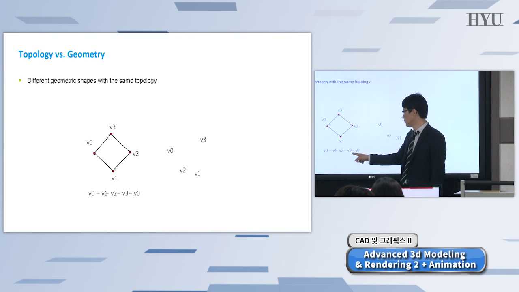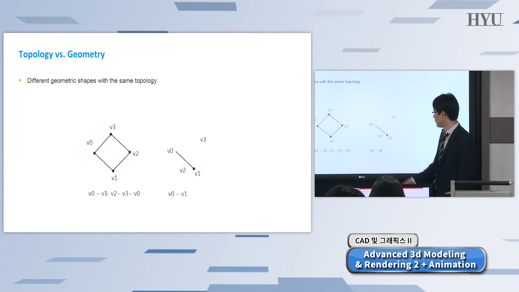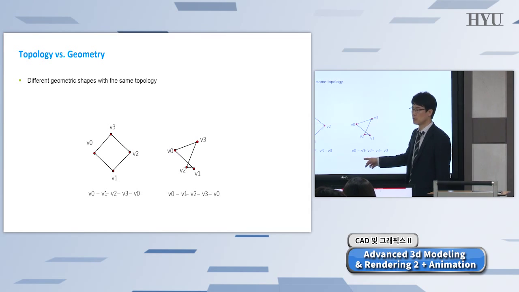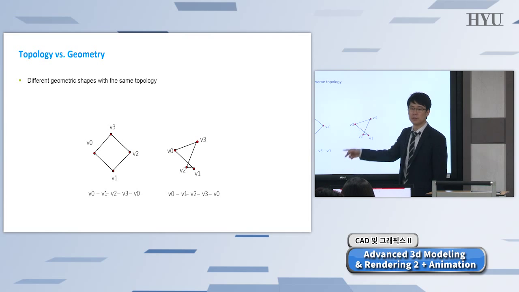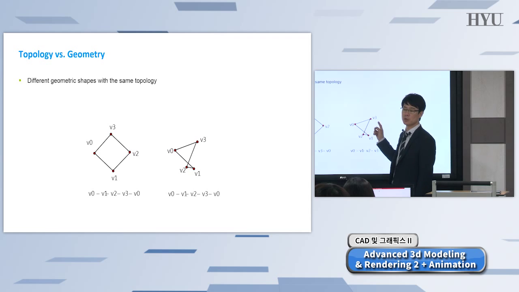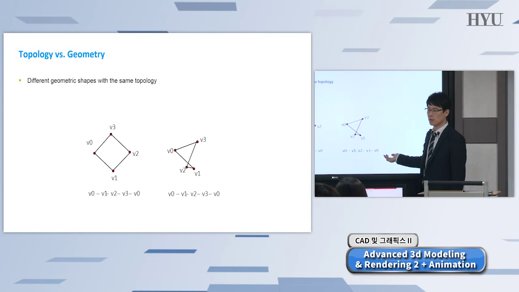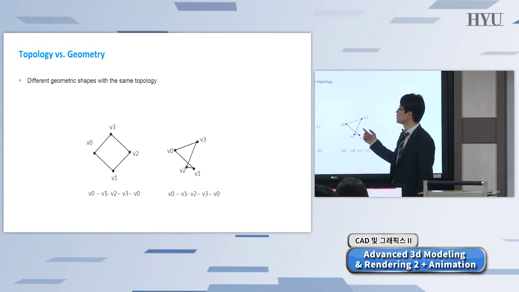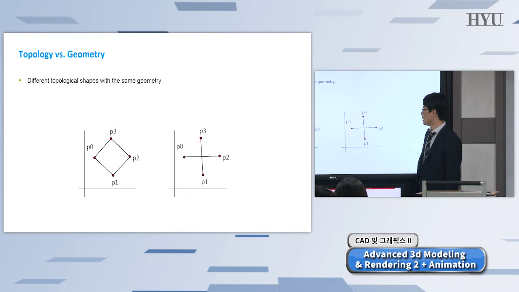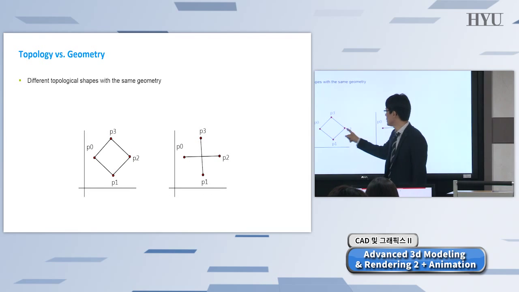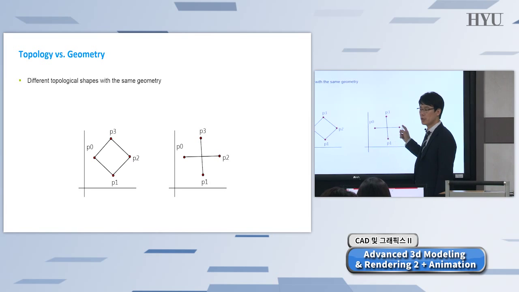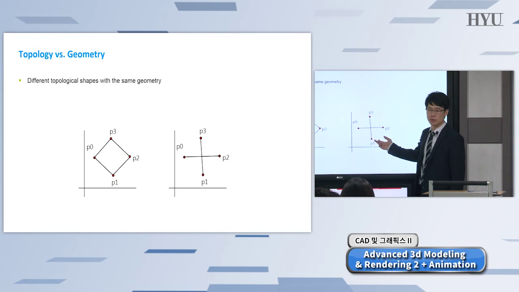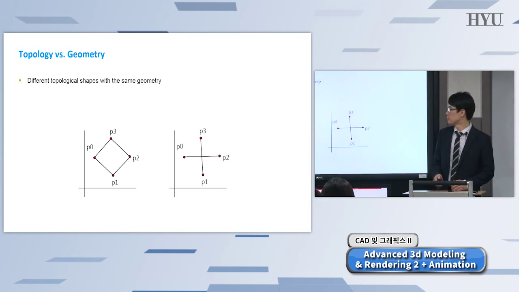So relations, take a look at this relation. V0 through 1, 2, 3, and again V0. And take a look at this one. V0, 1, 2, 3, and V0. The same relation, same topology, but they are looking totally different, simply because their geometric Cartesian coordinate point locations are different, okay? So-called same topology, but different geometric shape. But at this time, same points, same geometric points, same location, but different shape, simply because their relations are different, okay?